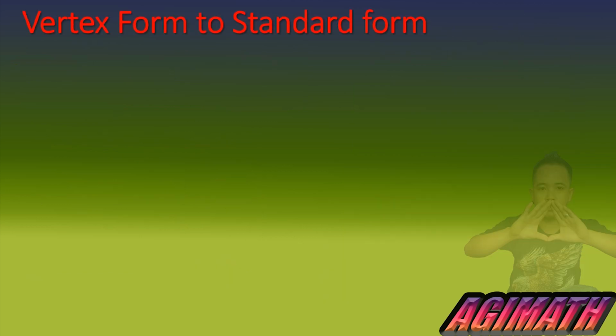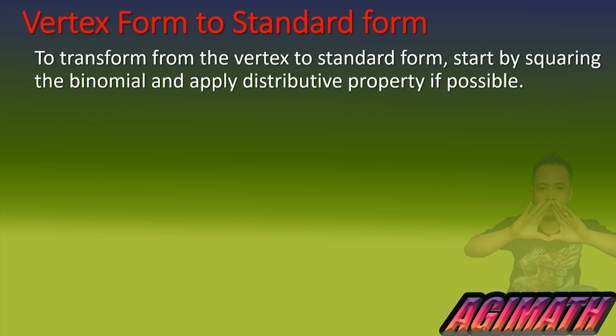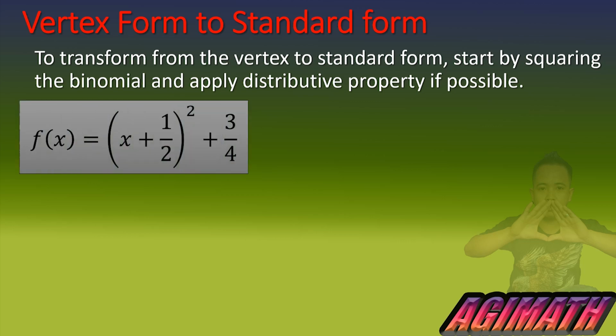one of our learning objectives is to transform vice versa, so from the vertex form to the standard form. And this is simpler. To transform from the vertex to the standard form, start by squaring the binomial and apply the distributive property if possible. Because sometimes the distributive property is possible, but it's useless if a is equal to 1.